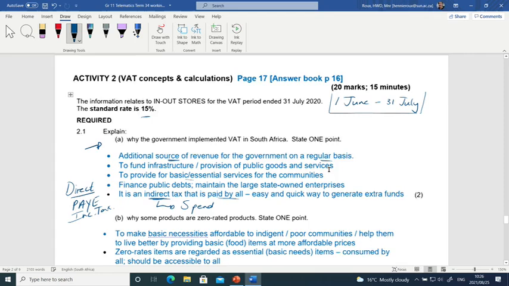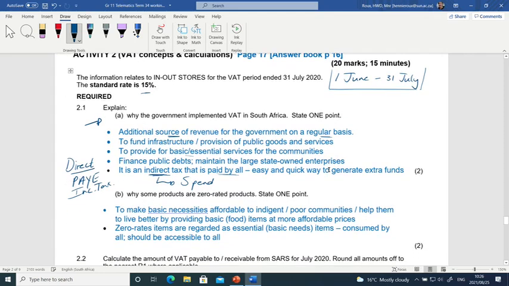The second question, we have to explain why some products are zero rated. When you're not certain what is zero rated, you see the egg, you see basic necessities that must be affordable to all communities. The zero rated items are regarded as essential items, basic needs. If you go to the shop again, please look at your slip that you receive. At the bottom, there will be hashtags and asterisks. And then they will say exempted or zero rated.